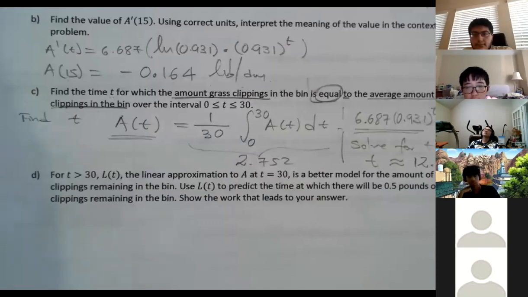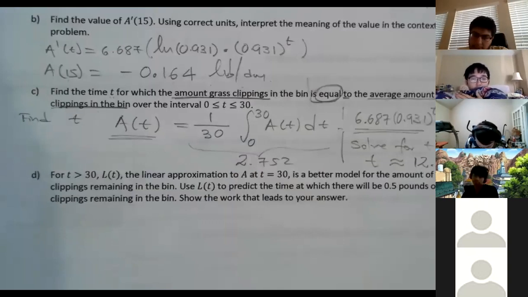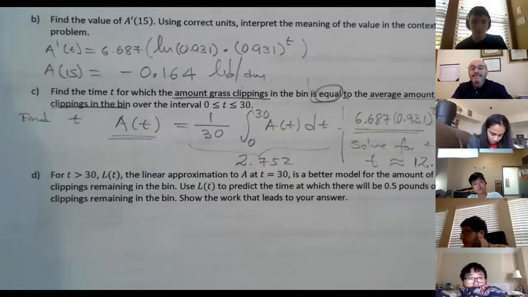It says, for t greater than 30, L of t, the linear approximation to A at t equals 30, is a better model for the amount of grass clippings remaining in the bin. Use L of t to predict the time at which there will be 0.5 pounds of grass clippings remaining. So I'm gonna give you the idea, okay?